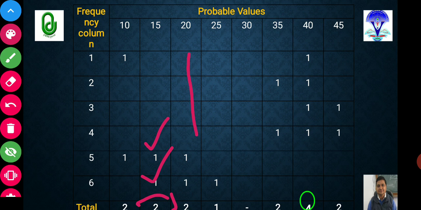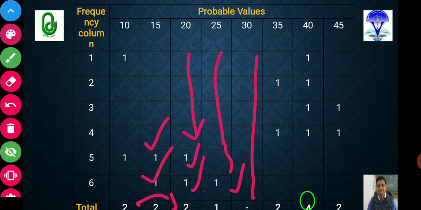Similarly for 20 also in the fifth column, in the sixth column. For 25 only sixth column. For 30 no, so it is 0. For 35 yes in the second column and fourth column. For 40 in the first column, second column, third column, fourth column. And for 45 it is in the third column and fourth column.